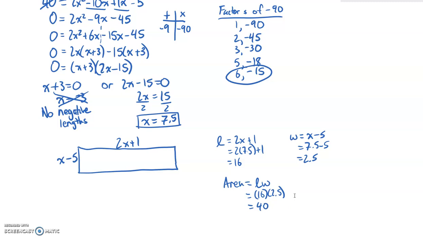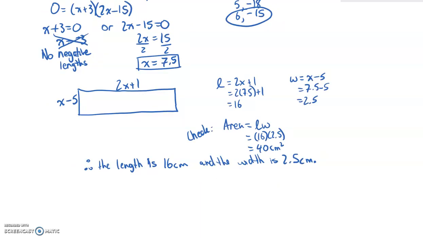So there we go. We've actually been able to check to make sure that works. And so that gives me an area of 40 centimeters squared. And so we can conclude, therefore, the length is 16 centimeters and the width is 2.5 centimeters.